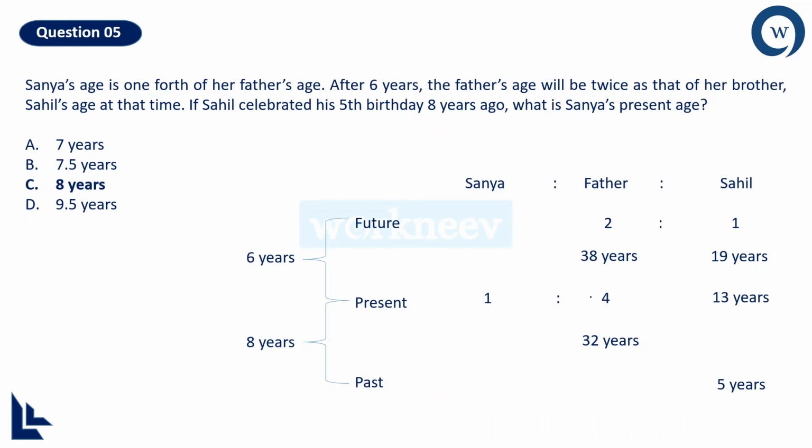And the 1:4 ratio has to be maintained. So if father is 32, then what will be the age of Sania? To maintain the ratio, definitely it has to be 8 years. I hope this question is also clear to every single one out there.